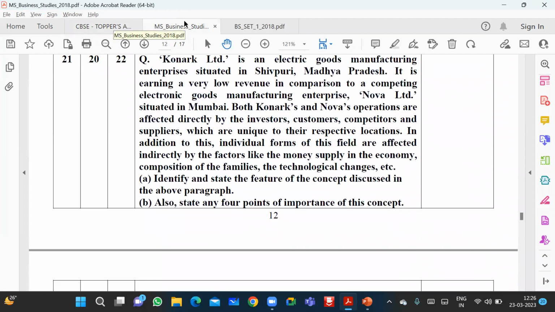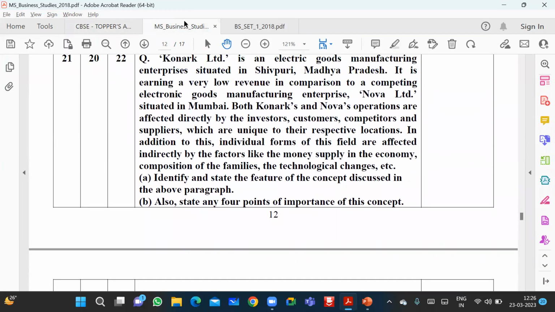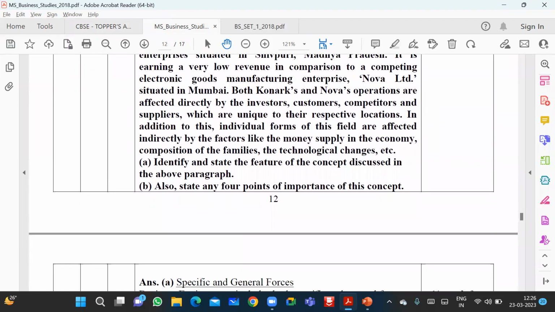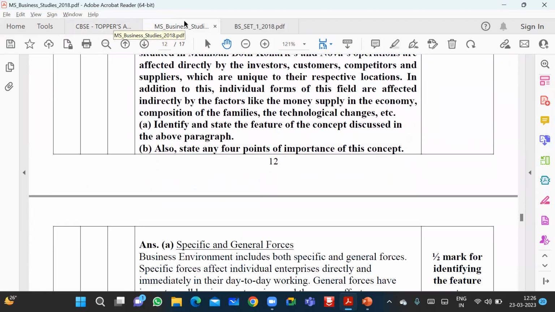There are 25 total questions. The question here is: identify and state the feature of the concept discussed in the above paragraph. You have to identify the feature of the concept. First of all, you need to know the concept, and then you have to write the feature. And then after that, you have to write 4 points of importance of this concept.